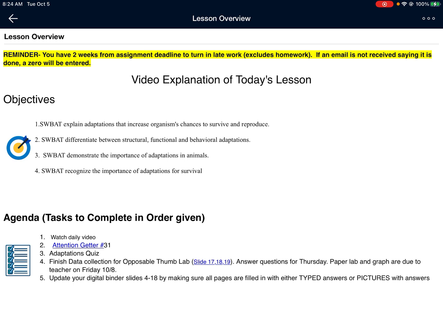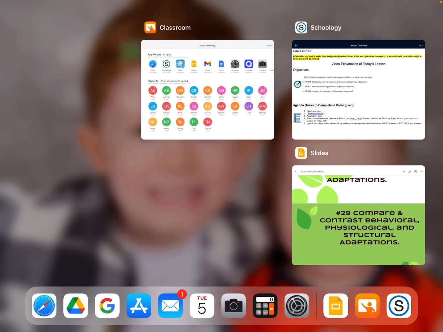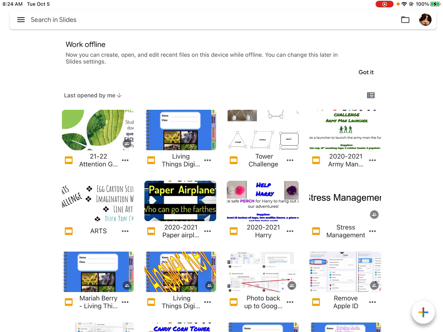Once you are done with that, we are going to be finishing the first unit in our class, which is the characteristics of living things. So you need to make sure that you update your digital binder, which is slides 4 through 18, by making sure that all pages are filled in with either typed answers or pictures with answers. Let me go back to slides and we can pull up the digital binder.